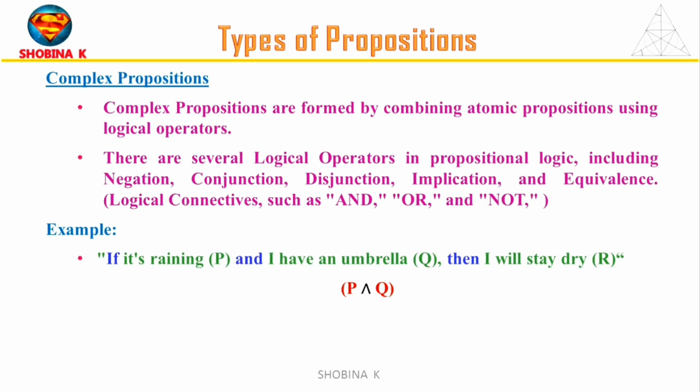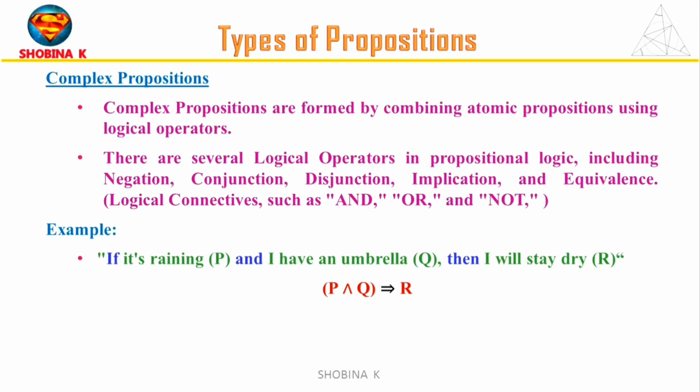The conditional if-then is represented by the logical operator implies. P and Q implies R represents the statement, if it's raining and I have an umbrella, then I will stay dry. So P and Q implies R is true unless P and Q are true while R is false.